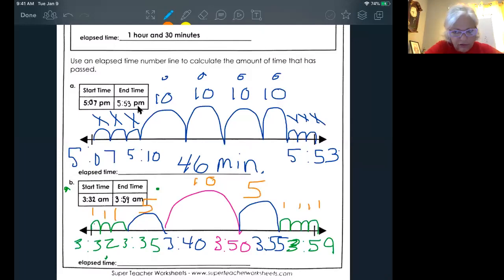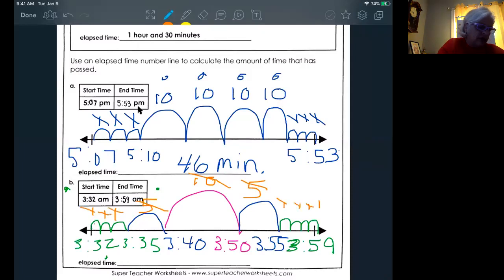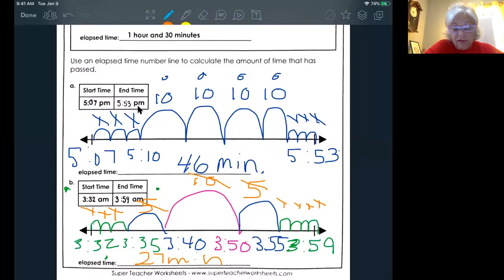I always start with the biggest number. So I start with my tens. So let's say 10. Now we're going to go to our fives. 15, 20. So we're at 20 minutes. Now let's count our ones. So 10, 15, 20, 21, 22, 23, 24, 25, 26, 27. So 27 minutes have elapsed or have passed from 3:32 a.m. to 3:59 a.m. I hope that helps.